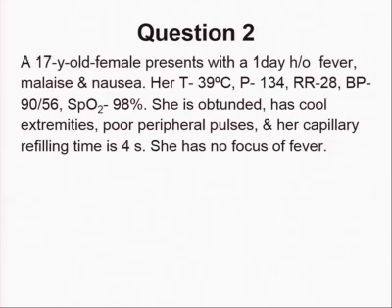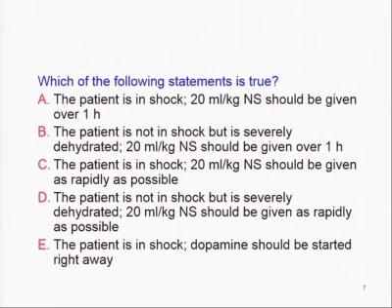Question 2, 17-year-old female presents with a one-day history of fever, malaise, nausea. Her temperature is 39, heart rate 134, respiratory rate 28, blood pressure 90/56, oxygen saturation is at 98%. She is obtunded, has cool extremities, poor peripheral pulses, and a capillary refilling time is 4 seconds. She has no focus of fever. Which of the following statements is true?